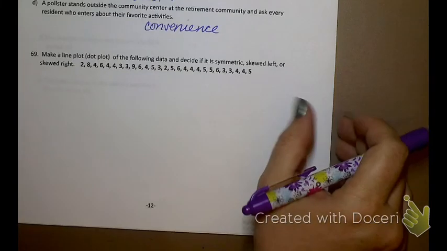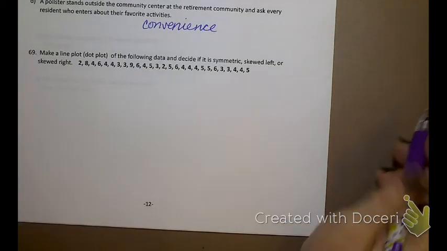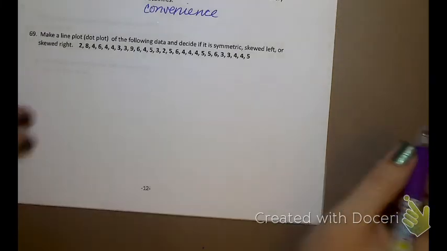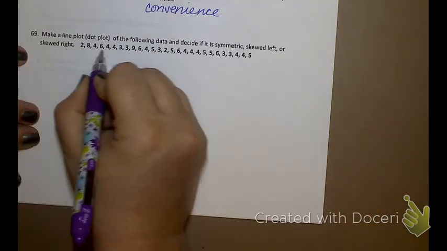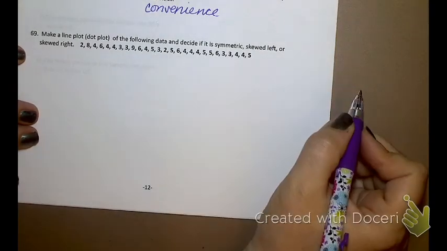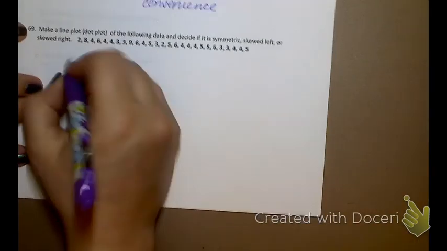All right. Make a line or a dot plot of the following data and decide if it is symmetric, skewed left, or skewed right. Got a lot of numbers here. What seems to be the smallest number? 2. And the largest number? 9.